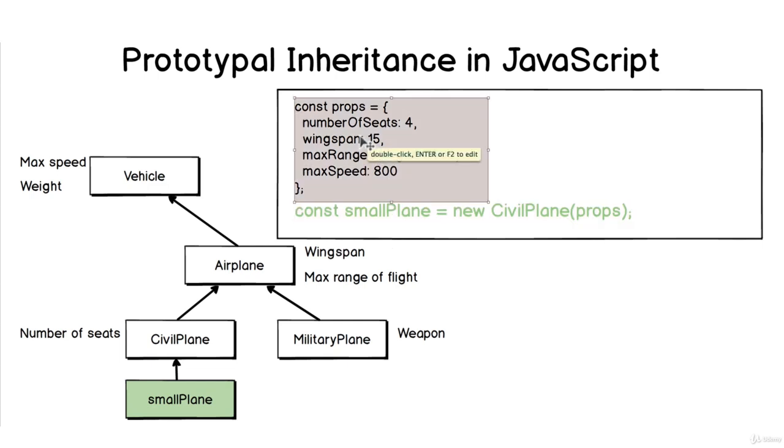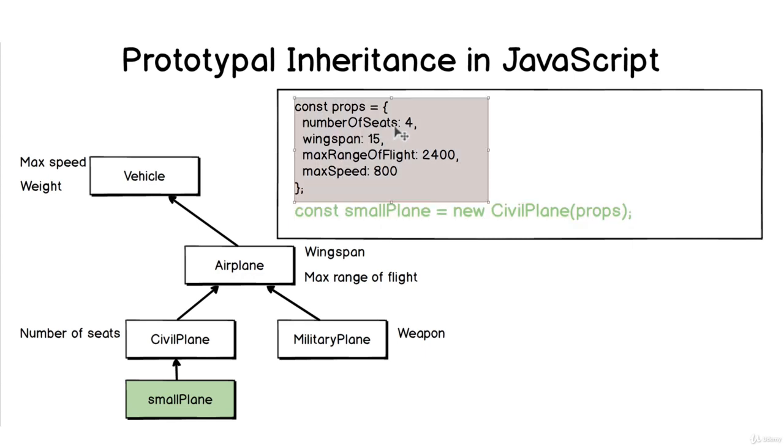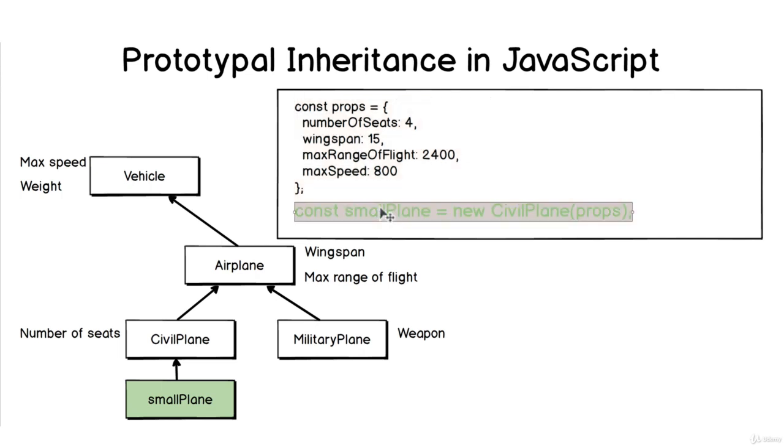This object is called props, and it contains several properties for this specific instance of the plane. For example, number of seats is 4, wingspan is 15, max range of flight is 2400, and max speed is 800. I will not dive deeper here into the configuration of the function constructor, so let's just leave it as it is now. So we create an object with properties, and using this object we instantiate a new instance of the civil plane. Later on you will see that this civil plane can be either a function constructor or a class.